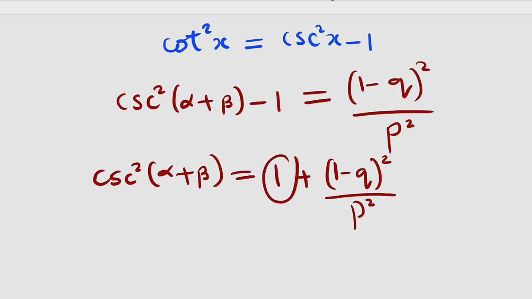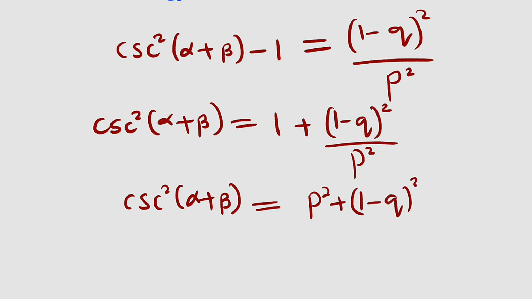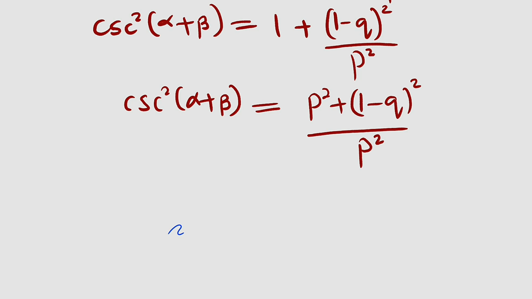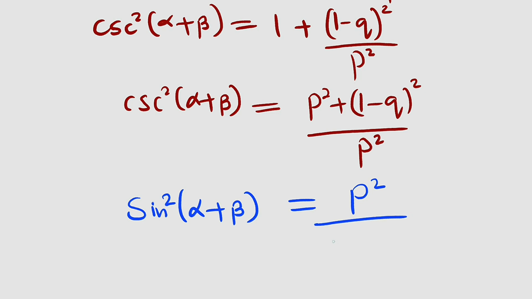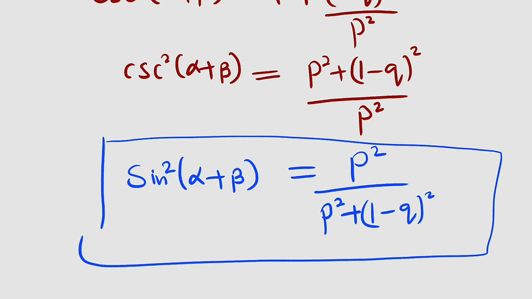1 can be expressed as p squared divided by p squared in order to have the same denominator. So cosec squared (alpha plus beta) is the same thing as p squared plus (1 minus q) squared, divided by p squared. But what is this cosecant squared (alpha plus beta)? It is nothing but the reciprocal of sine squared (alpha plus beta). Therefore, sine squared (alpha plus beta), if you take the reciprocal of the right-hand side, is p squared divided by p squared plus (1 minus q) all squared. And hence, sine squared (alpha plus beta) is nothing but p squared divided by p squared plus (1 minus q) squared.